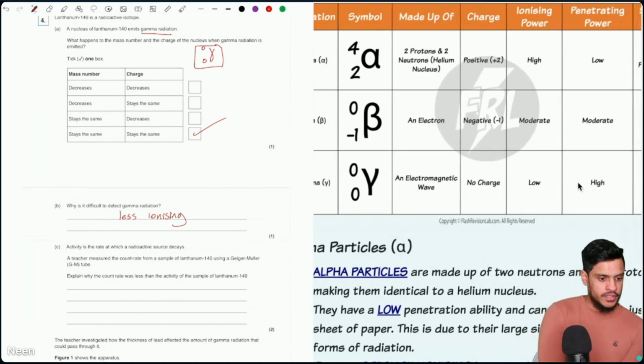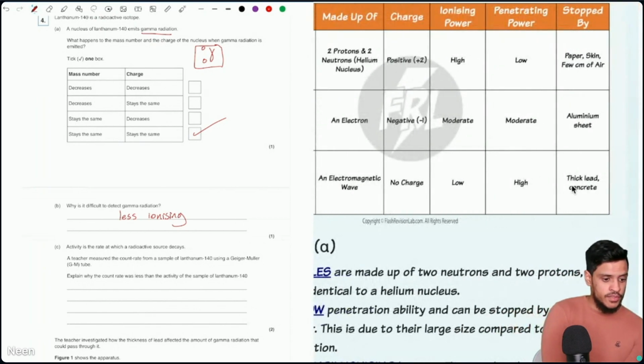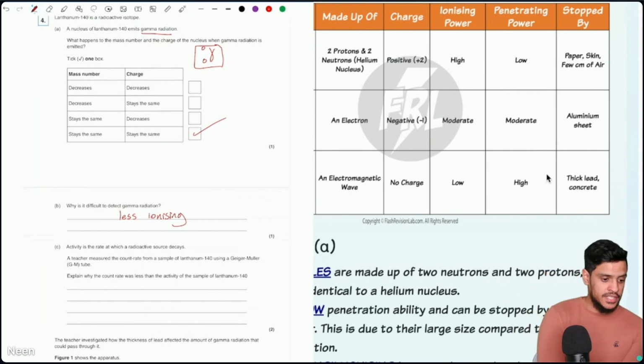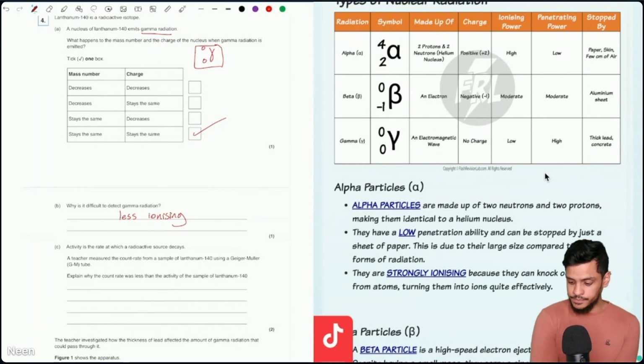Or what else you can say? Because the penetrating power is very high, you could also say it might pass through the detector. Because remember, to stop gamma, you need thick lead or concrete. So it might actually just go straight through the detector, so you won't be able to detect it. So two answers there you could give. Either one's fine.